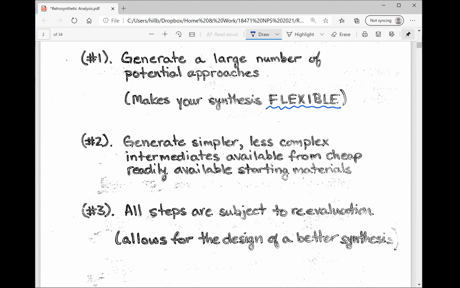So the next thing you'd want to do is generate simpler, less complex intermediates from cheap, readily available starting materials. Again, this is sort of what we said at the start. So start with readily available materials, make sure your synthesis is flexible. And probably the third point, which is the hardest one to keep in mind, is to make sure that all steps are subject to reevaluation.